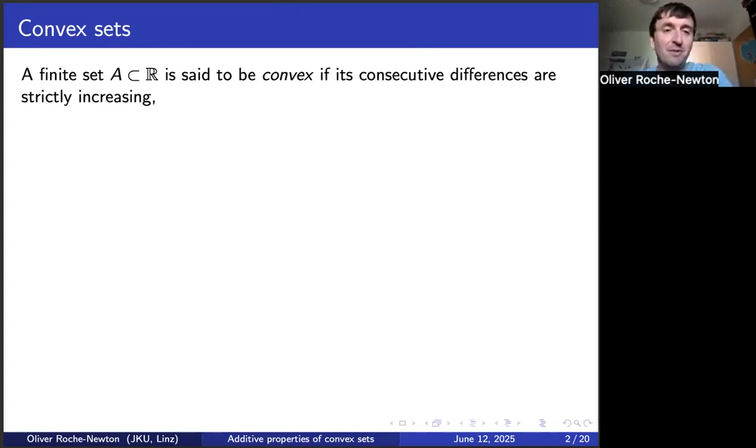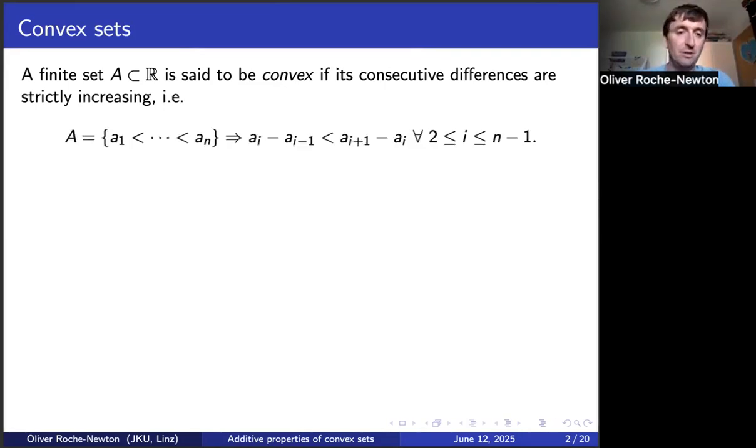So for me, a convex set is a finite set of real numbers with this property that its consecutive differences are strictly increasing. So here's this described in a more mathematical way. We write the elements of A, we label them now in increasing order, A1 through to AN. So this says that the difference between these two elements, AI and AI minus 1, is strictly less than the next consecutive difference. And that holds for all I such that this expression makes sense. So that's all I in this range.